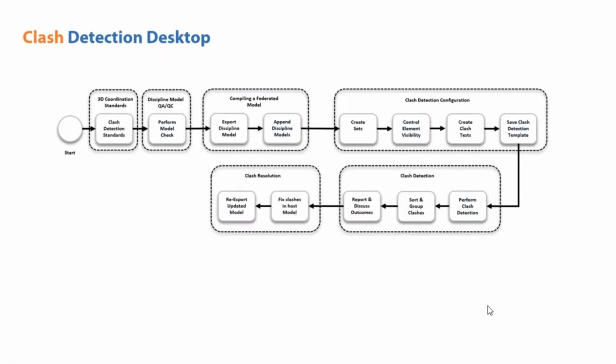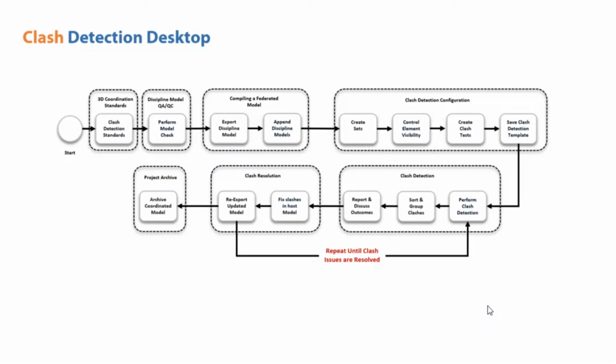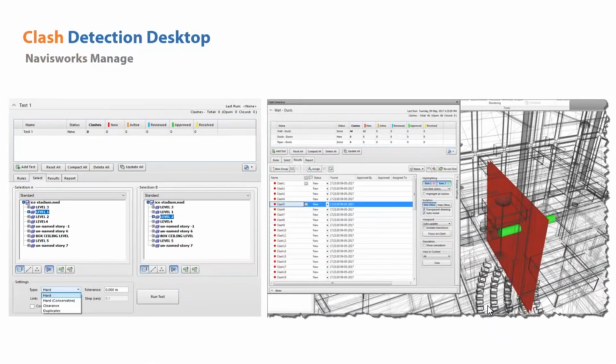And in clash resolution, what we usually do is fix the clashes in the model authoring platform, and this cycle continues until all the clashes have been resolved. And once all the clashes have been resolved, the model will be moved to an archived coordinated model for use by other project BIM users, to end the process itself.